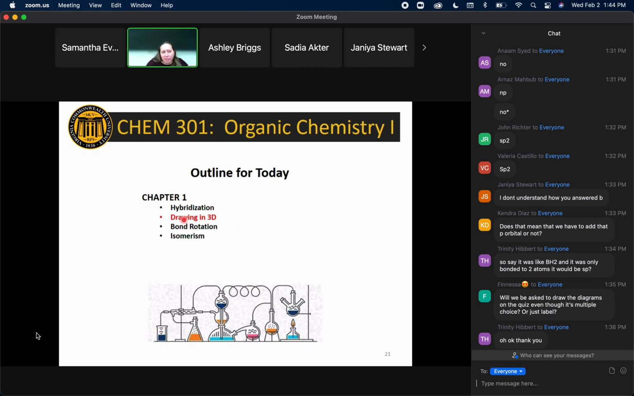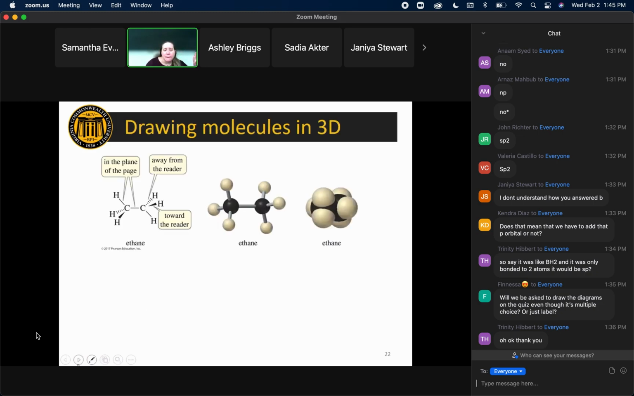I've already touched on the fact that we need to now start really thinking about 3-dimensional space. We're going to be moving away from the flat Lewis structure drawings. And so we're really going to need to be able to communicate with each other about the 3-dimensional aspects of molecules.